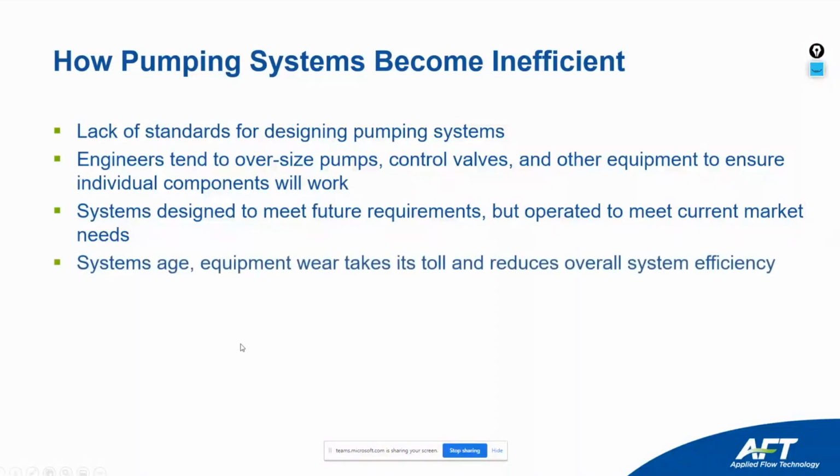a wrench into things. As they talked about for the previous speakers, as the system ages, that certainly affects the water quality, which is really interesting for me to learn about. But it's going to have a buildup of corrosion inside the piping, and that will scale down the inner diameter and will increase the pressure losses.